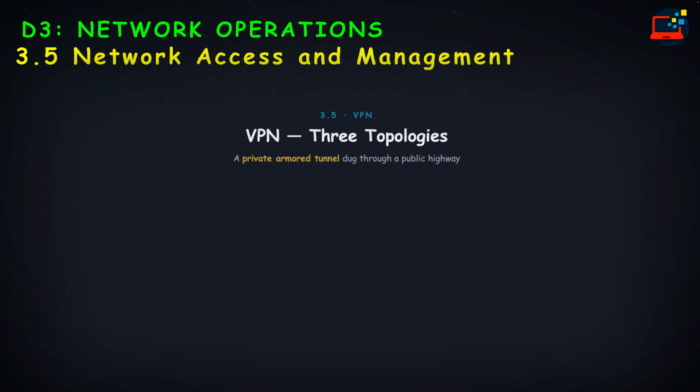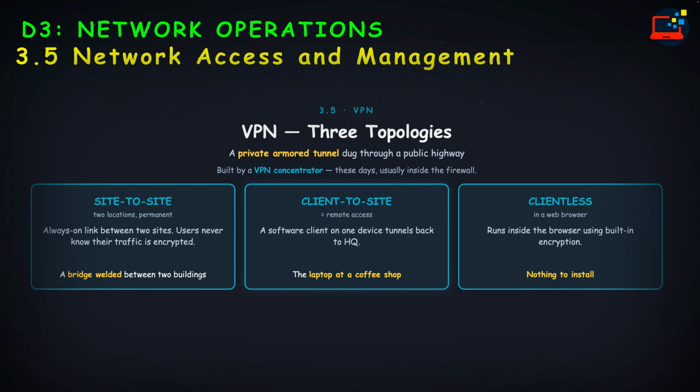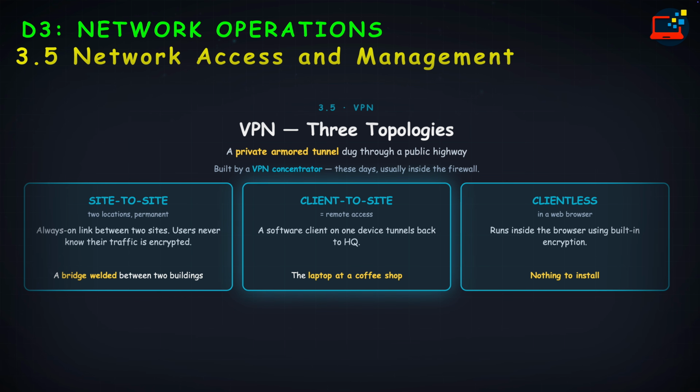And then there's the VPN, the Virtual Private Network, which takes traffic that would normally travel in the clear, encrypts it, and sends it across the public internet. It's a private armored tunnel dug through a public highway. The device that builds the tunnel is a VPN concentrator, and these days it's usually built into the firewall.